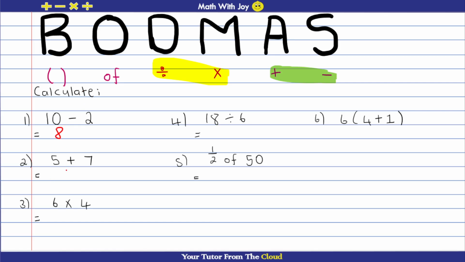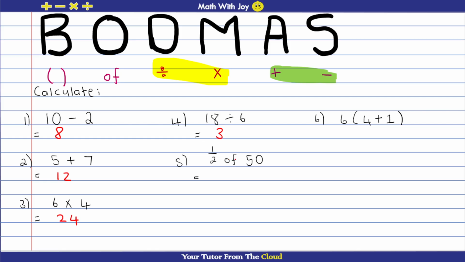Over here we have the addition. We have 5 plus 7, and when we add that, that's going to give us 12. We have 6 times 4, that's going to give us 24. So we did the multiplication. This is the multiplication operation. 18 divided by 6. We know our timetables, and by knowing that 6 times 3 is 18, then the inverse, 18 divided by 6 is going to be 3.